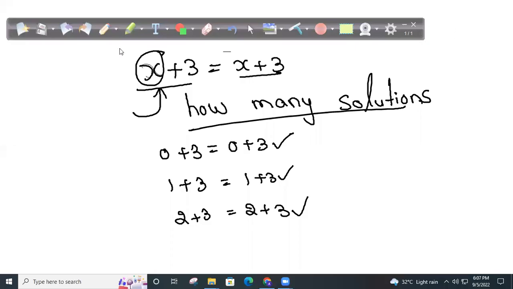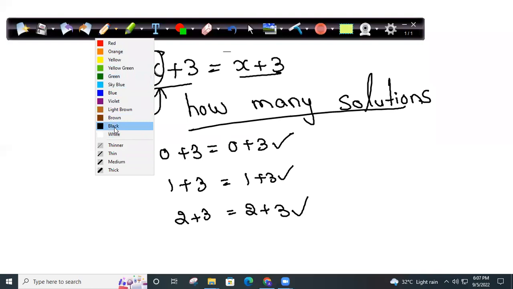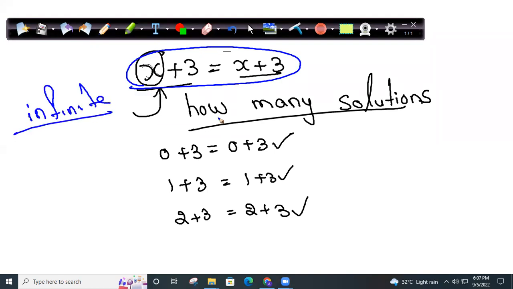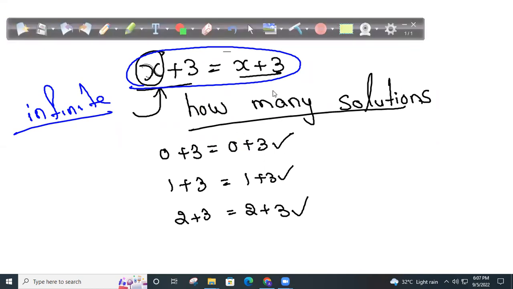So definitely I can say the given equation has infinitely many solutions. Solution means, again I'm repeating, the value of x that satisfies the given equation. So whatever value of x I try to plug in here, it satisfies. So happily we can say it has infinitely many solutions.